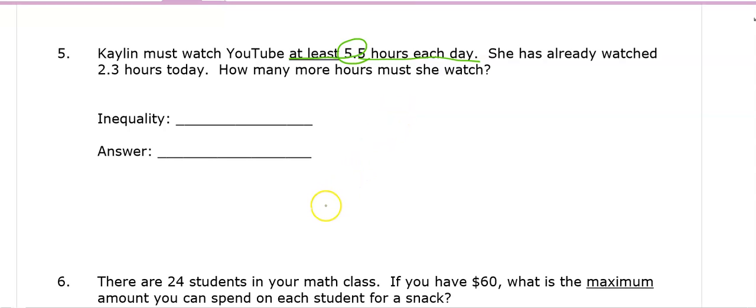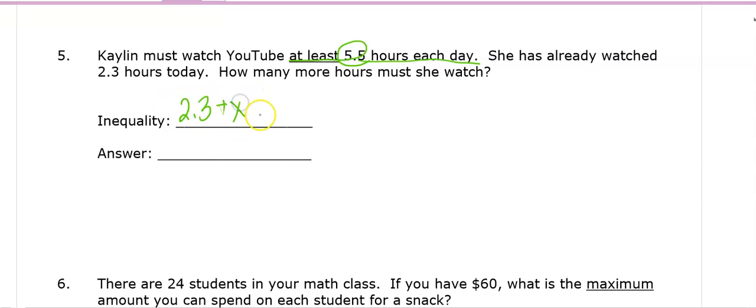It sounds like this is definitely a real life scenario here. So we have 2.3 plus x to make it at least. So she wants the least amount to be 5.5, which means we're going to include the 5.5 in the inequality, right? And it can be equal to, correct? So we're going to rewrite the problem over here and solve it.